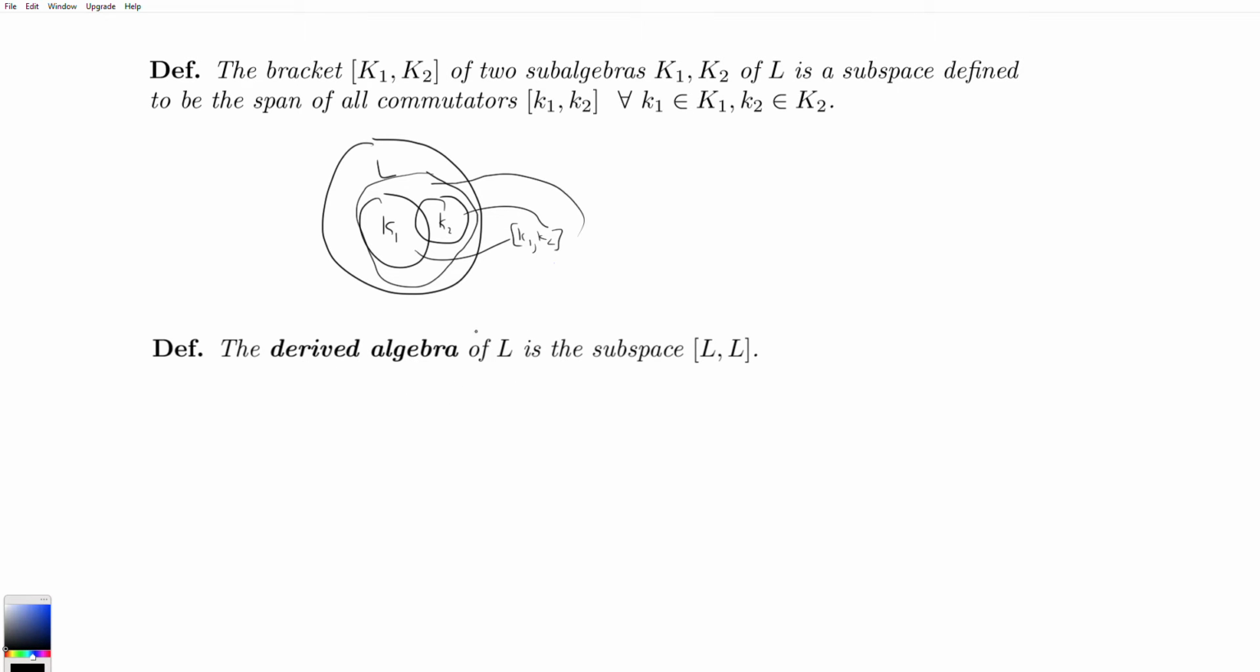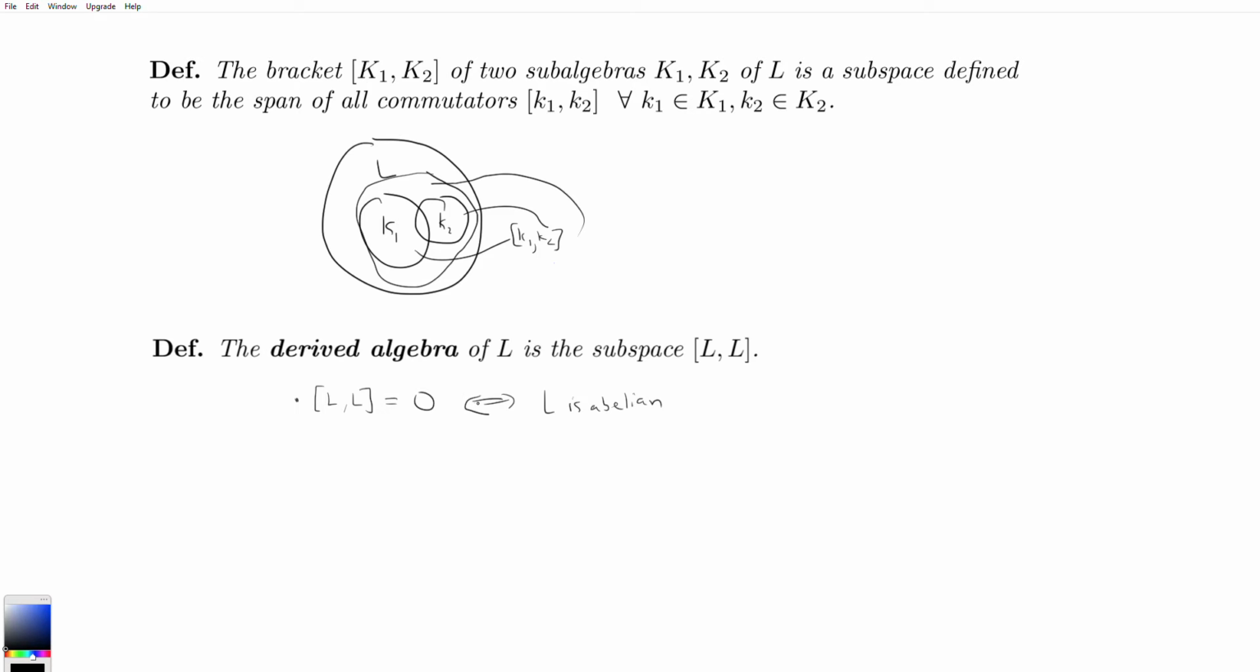Let's take a look at some extreme cases. We'll be talking about this later on, so I won't go too much into it here. Some extreme cases are when [L, L] is as small as possible. If [L, L] is equal to 0, then that tells you that the span of all the commutators in L is just 0, and so in particular any individual commutator is 0. So this tells you that L is abelian. And it goes the other way: if L is abelian, then all the commutators are 0, and so we get the reverse arrow.